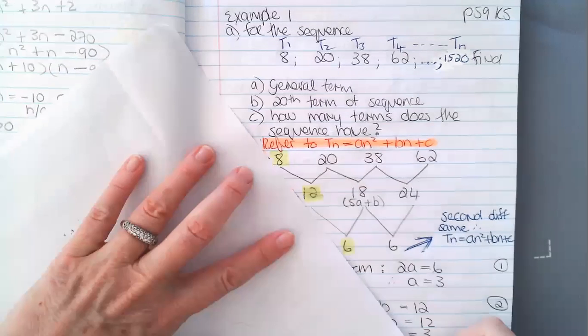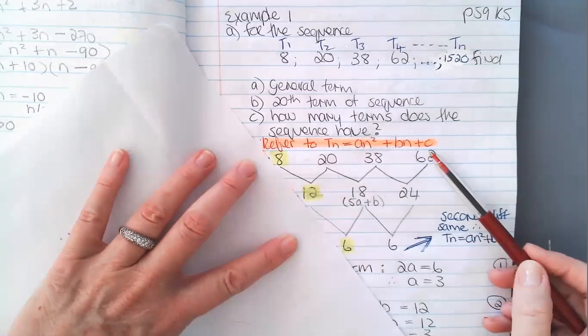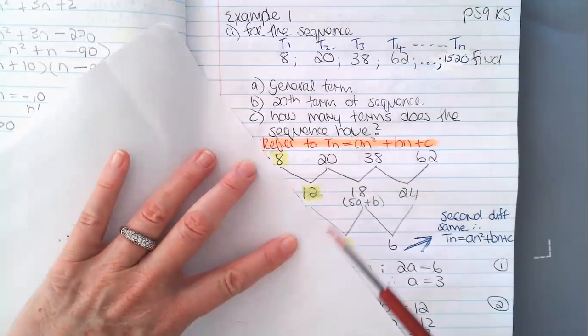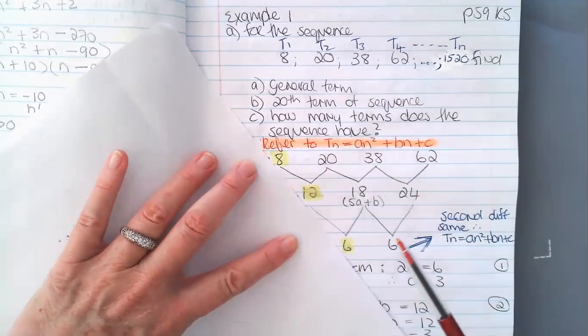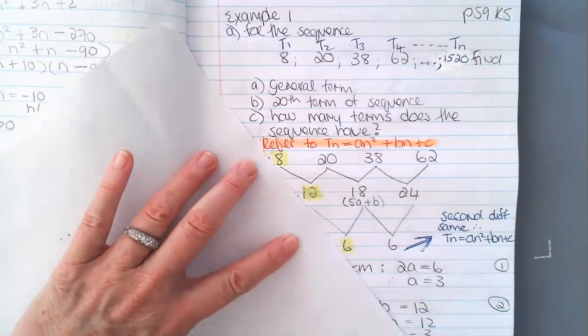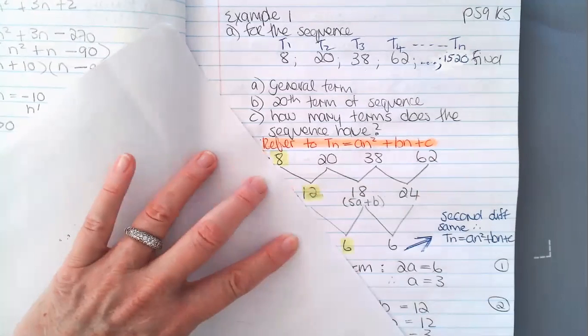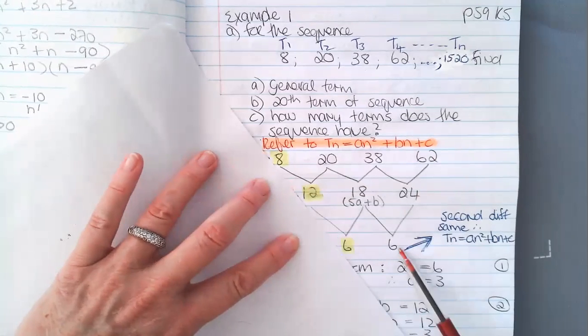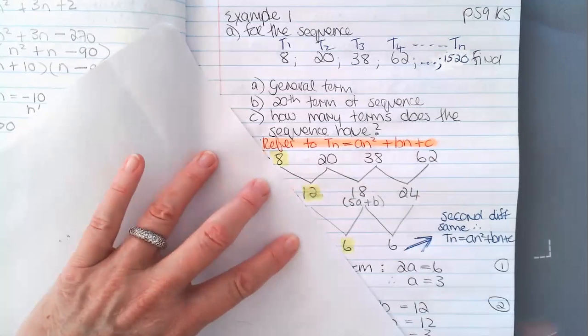Okay, so I say again, we first write down the sequence. We get the first differences. We see the first differences are not the same. So now we know it's not an arithmetic sequence. We look at the second differences. If they are the same, then it's a quadratic sequence.